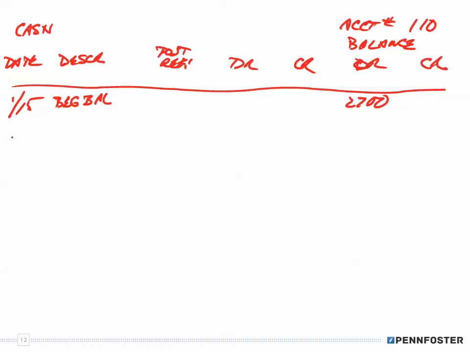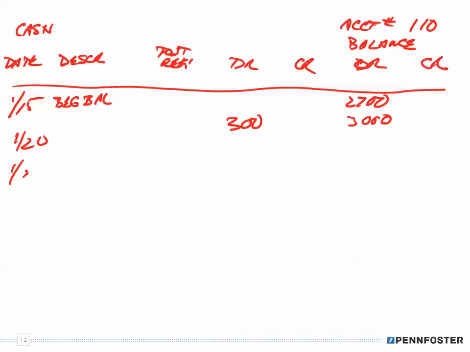I'll do that in the next video for the posting of the journal entries. But let's say I have an entry for, say, 120, and let's say it's a debit for 300. Okay, I'm going to put the debit here in my balance column. I'm going to add up the debit of 2,700 plus the debit of 300 for a debit of 3,000.